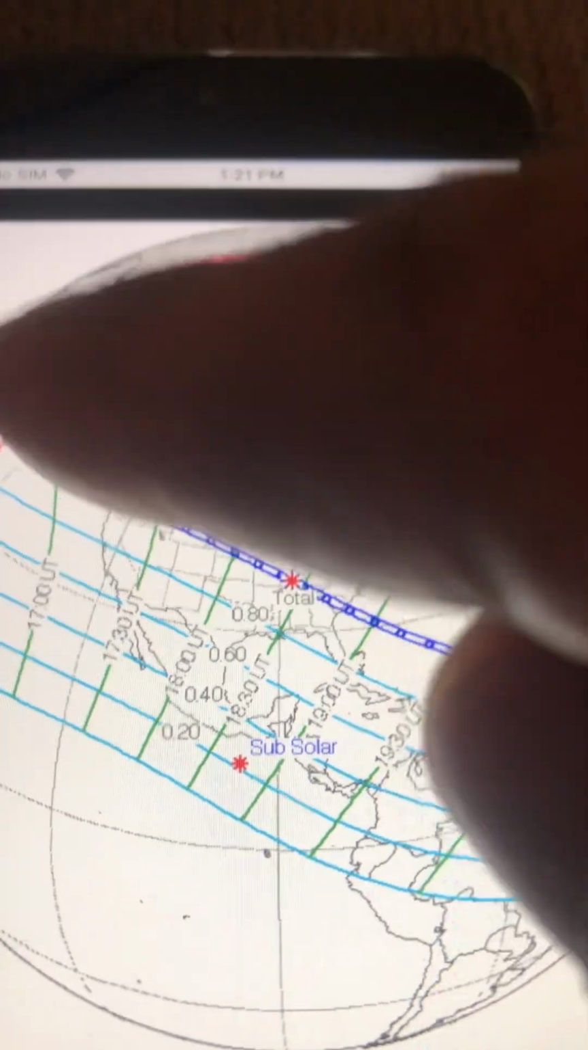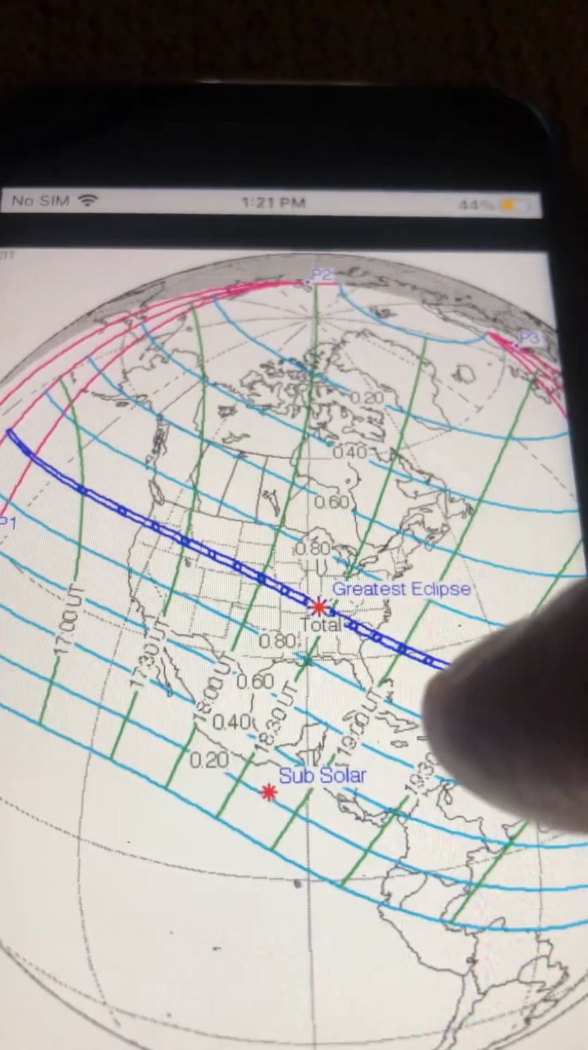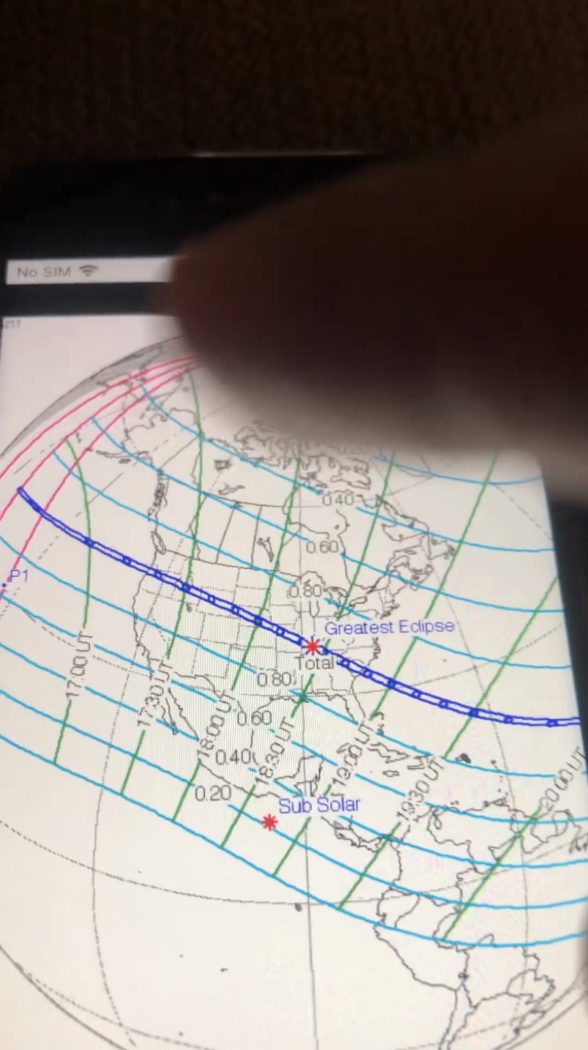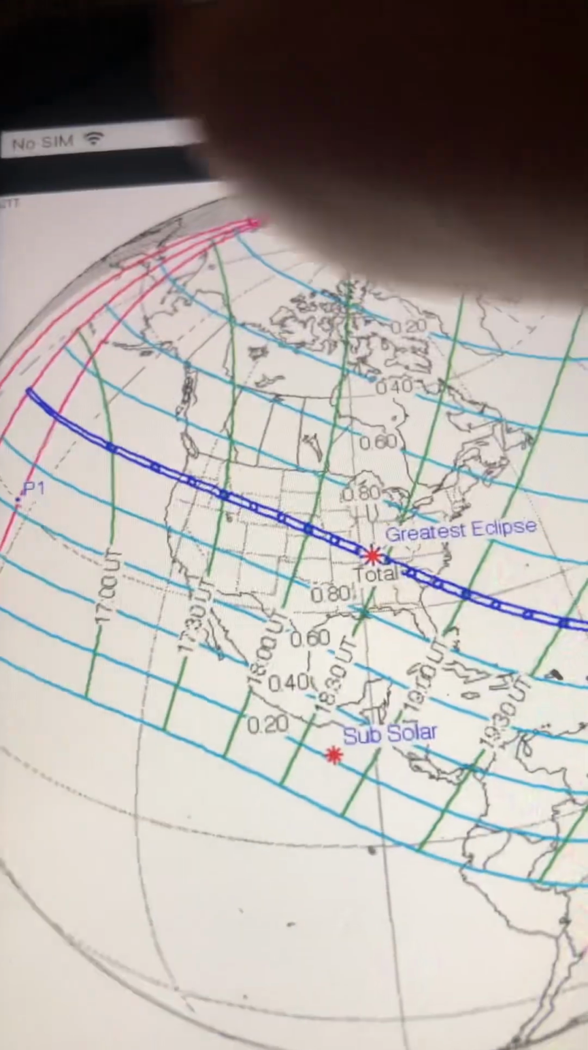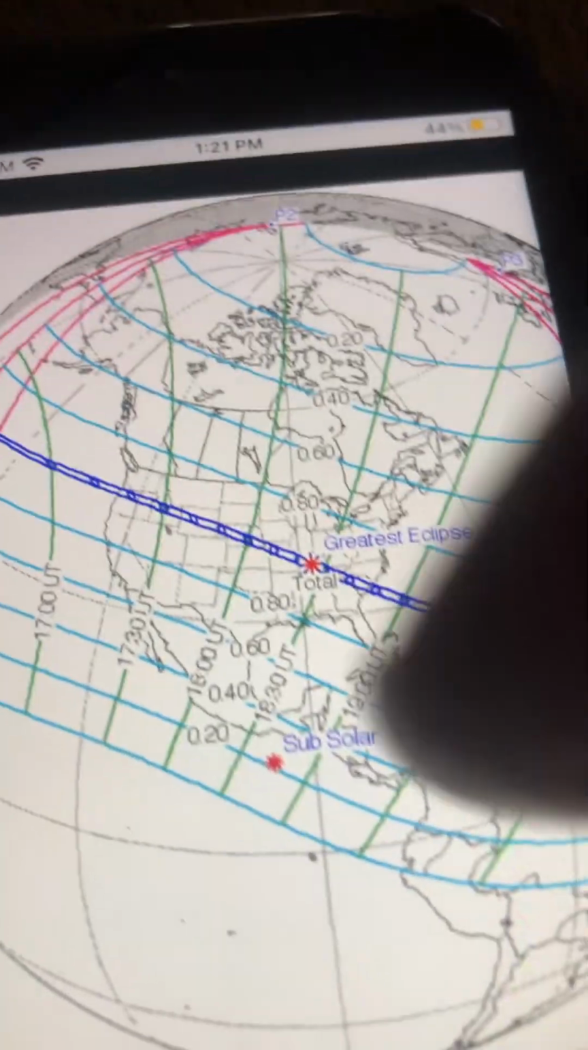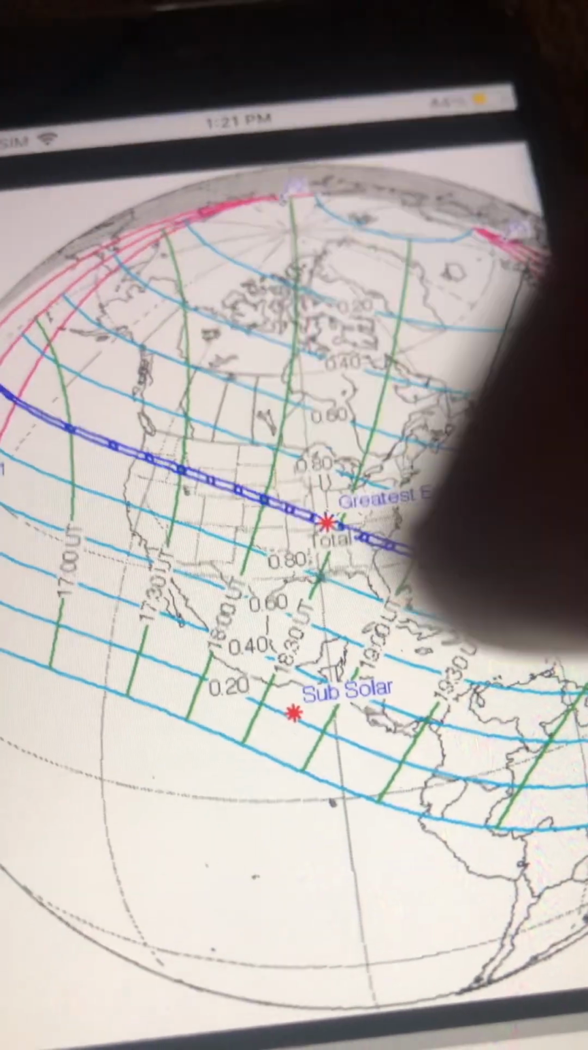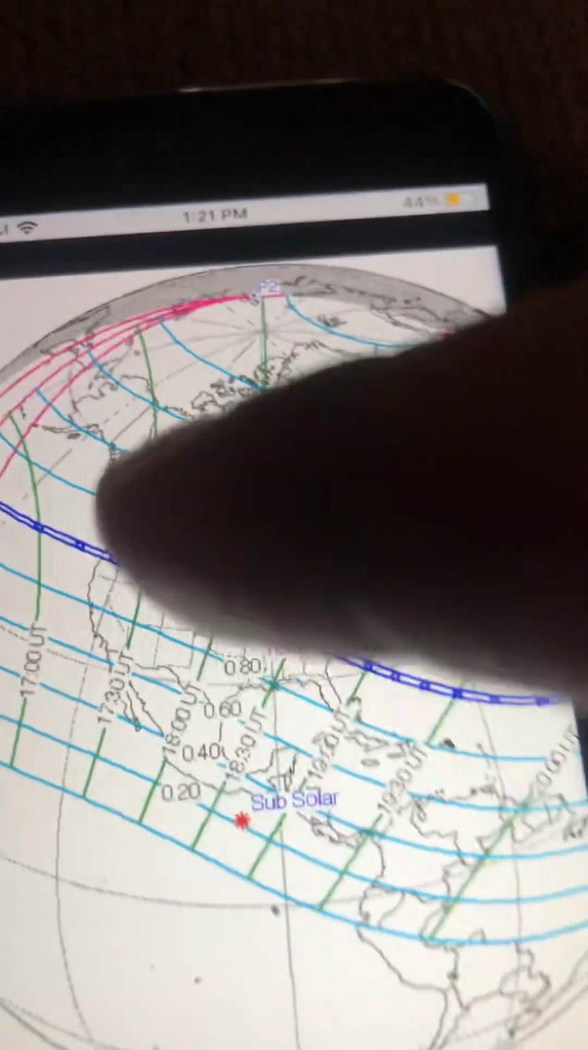Here's the eclipse angle from 2017. The shadow of the moon. The Earth is being tilted also. The Earth is being tilted at the same time as the moon's orbit is being pushed off its main orbit, off its original orbit. That's why we were able to have this eclipse.